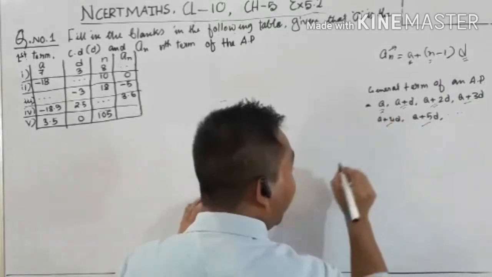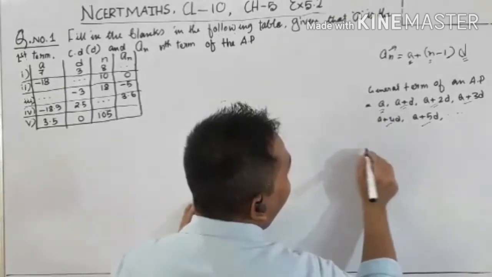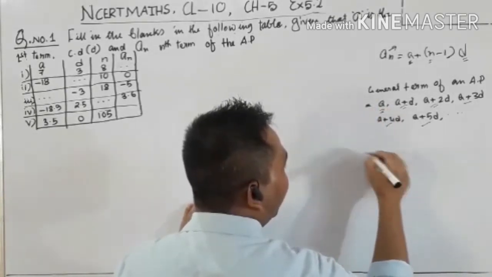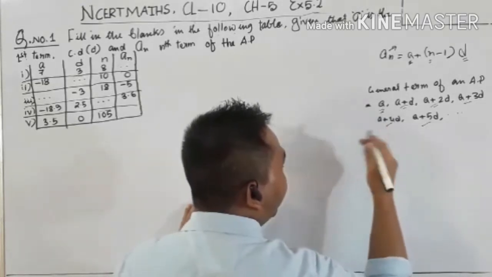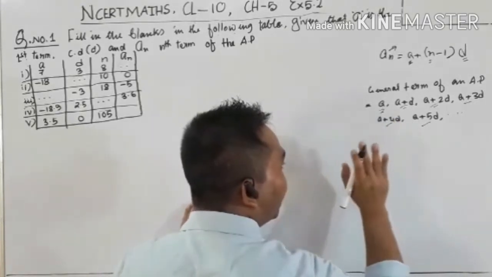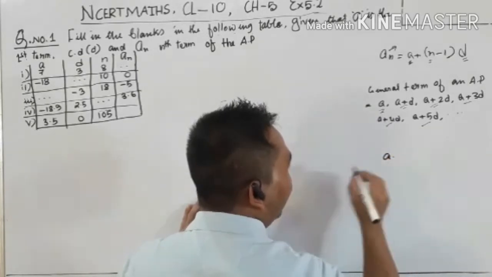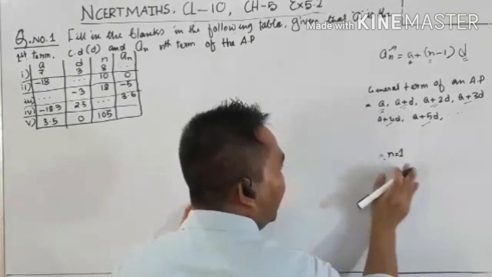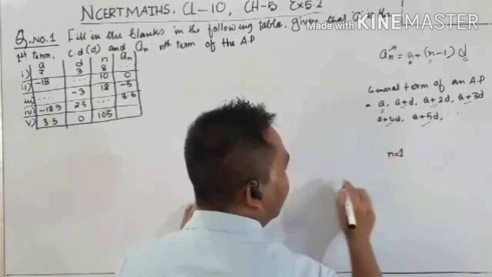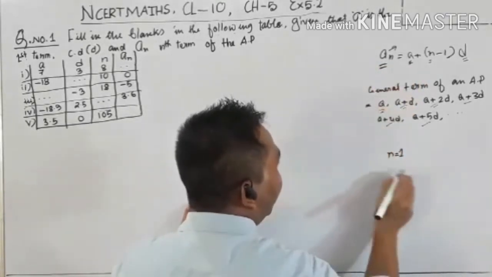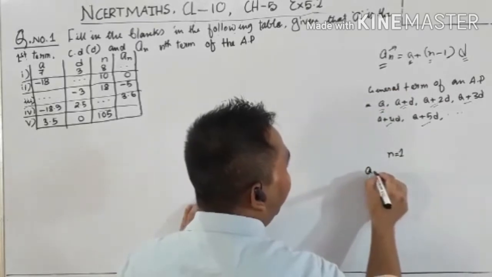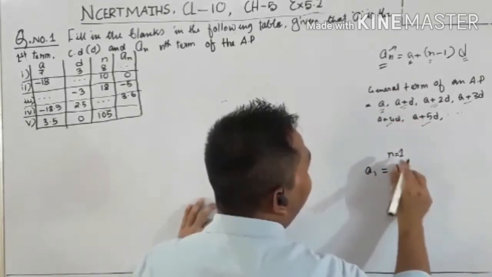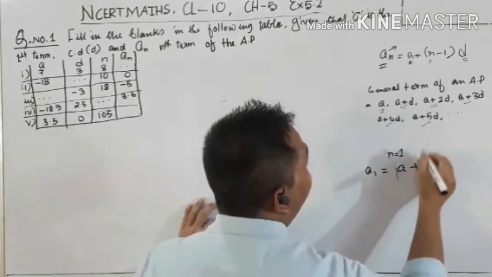Suppose we are going to find out the first term. How many terms will be there in the first term? Only one, right? So n equals 1, which means only one term. If we apply this formula, a1 equals how much? It will be a plus.